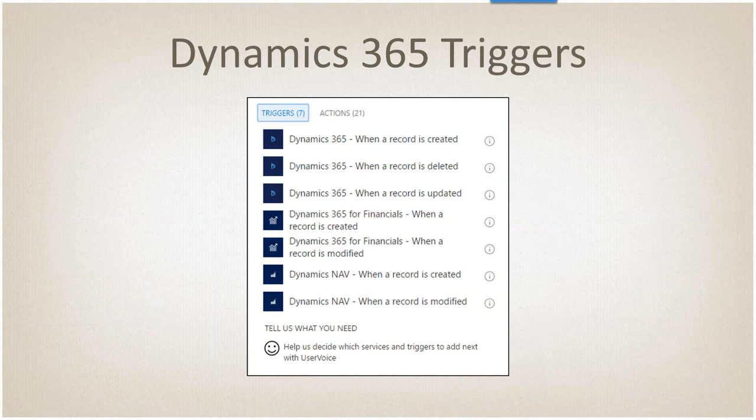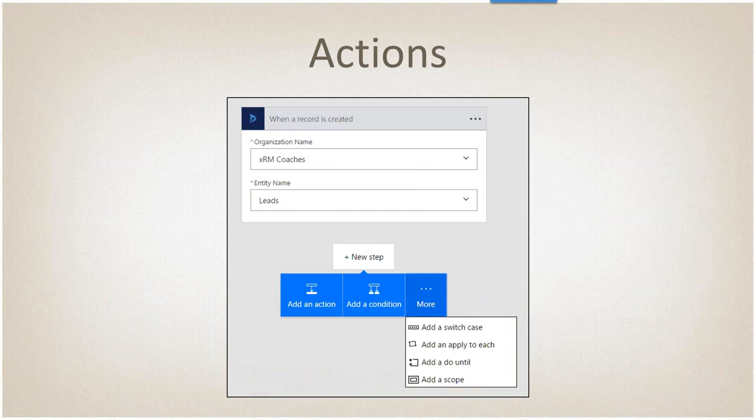Here are the triggers that we have right now. So when a record is created, deleted, or updated, and if you get into the financials, when a record is created or modified, and then NAV the same way. So again, you pick your service, you pick your trigger, or you can just pick your trigger directly because they're associated with the services.